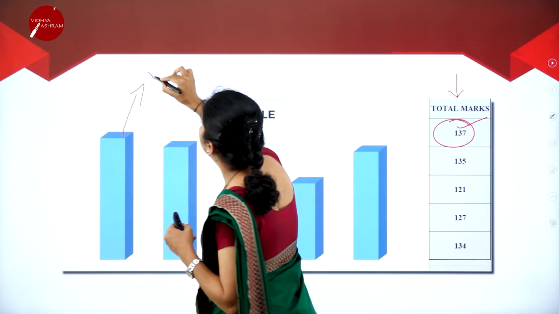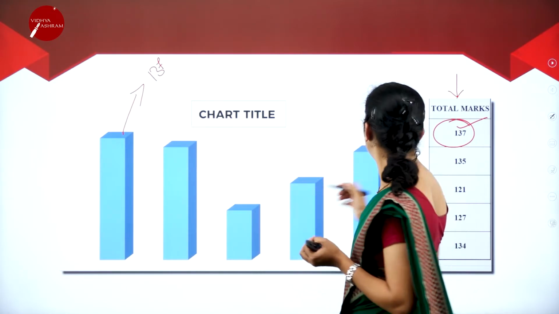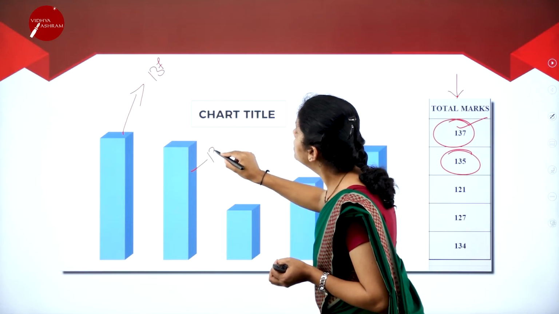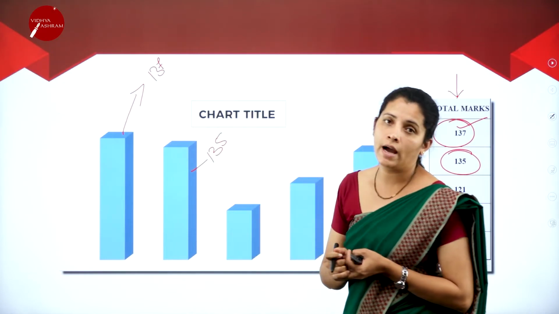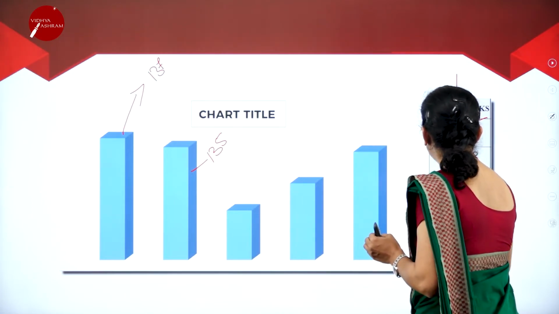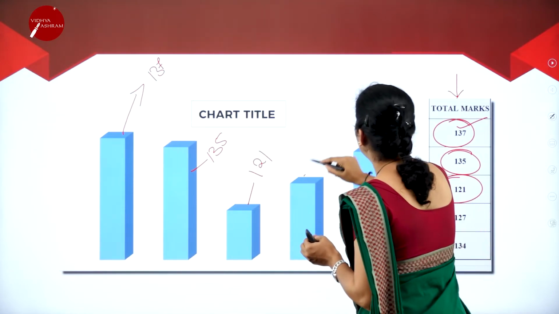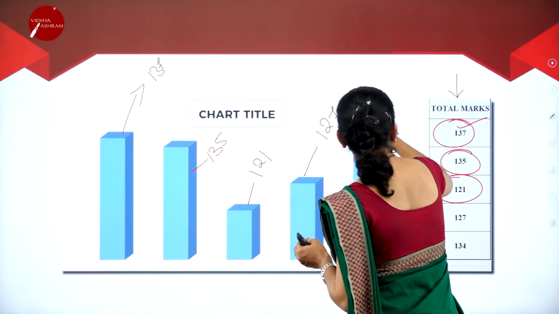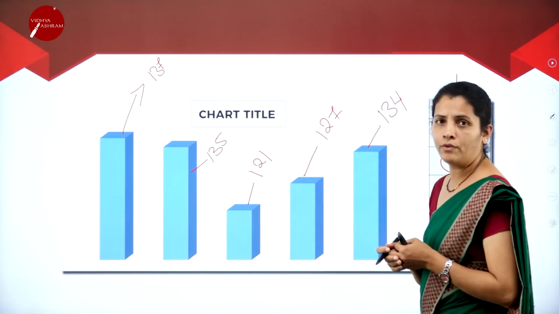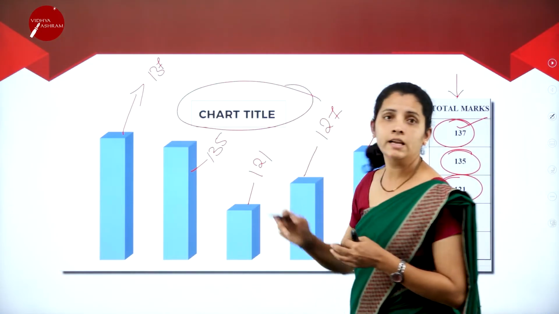So it is 137. And what is my next value? That is 135. To represent 135, I'm going to have the second bar. And to represent my third value, that is 121, and the fourth value, it is 127, and the fifth value, it is 134. And at the same time I can specify the title.